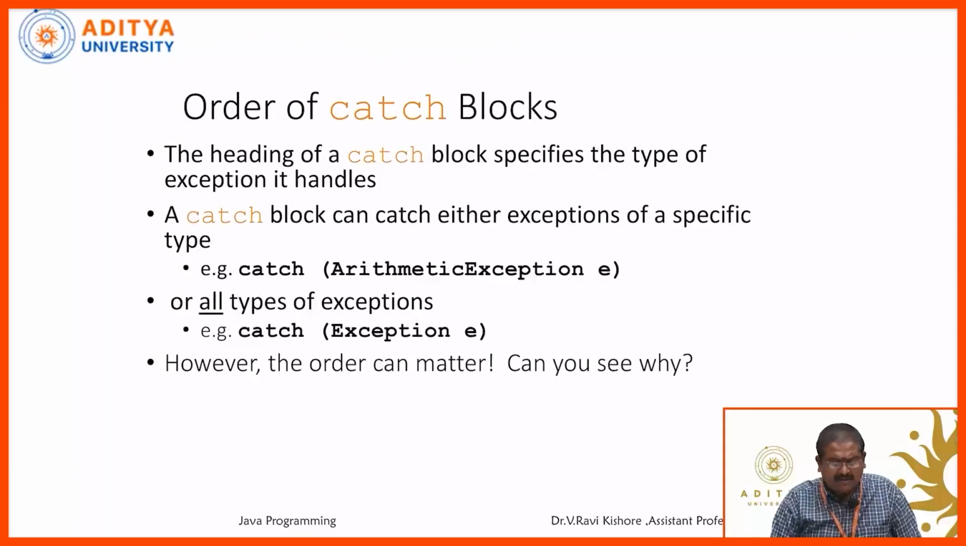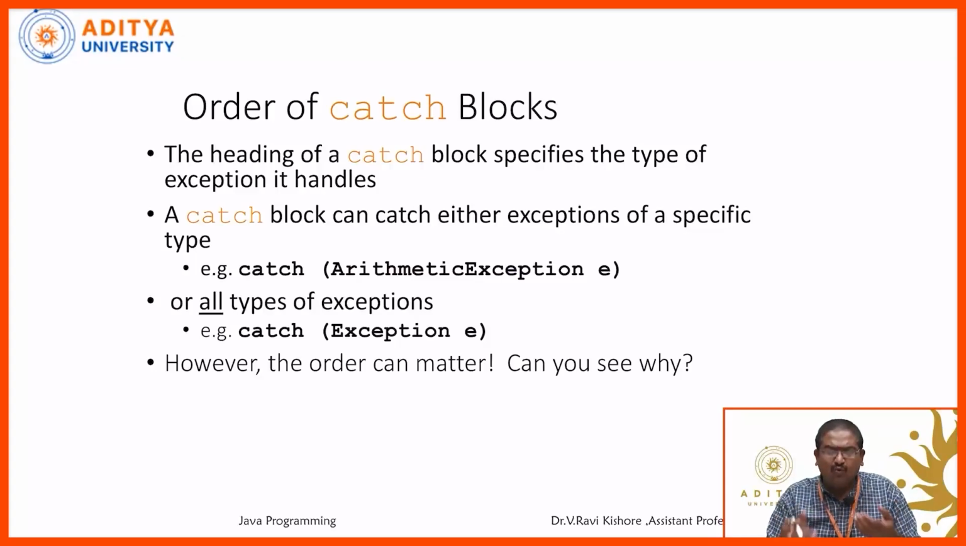Okay, and coming to the order of catch. In the heading of the catch blocks, there is the type of exception. A catch block can be for an exception of a specific type. What type of exception is it? I already gave you one example. The catch block says what type it is, whether it is an arithmetic exception, an array index out of bounds exception, or a number format exception. You need to specify exactly what it is.